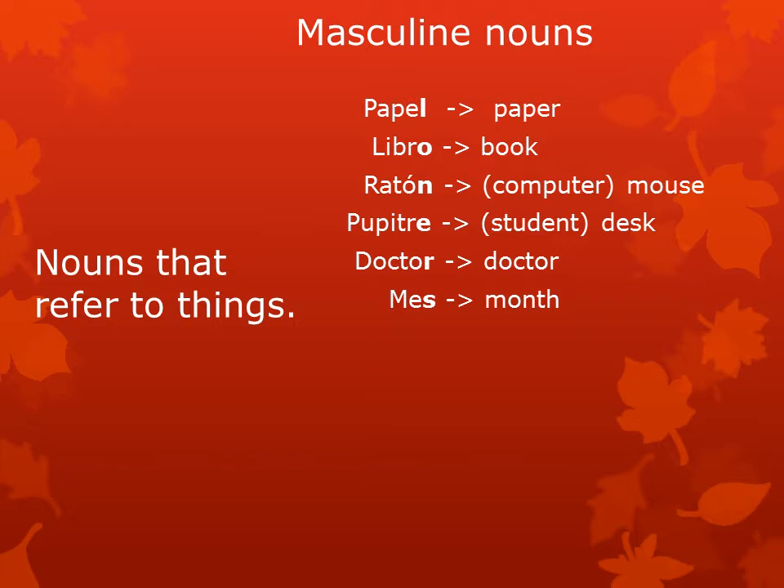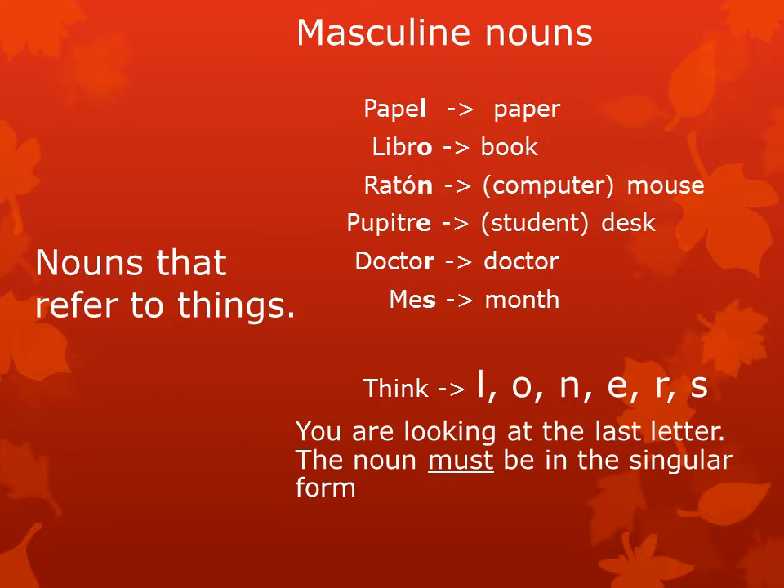Simplify. All right, so the idea is that we will think loners. We're looking at the last letter in the noun, right? So papel, it's an L, so it's gonna be a masculine noun. Libro, it's an O, it's going to be a masculine noun as well, and so on. So think loners. Again, you're looking at the last letter of the noun. Another thing to keep in mind is that the noun has to be in its singular form. All these little tricks that I'm showing you won't work, okay? So it has to be in the singular form.